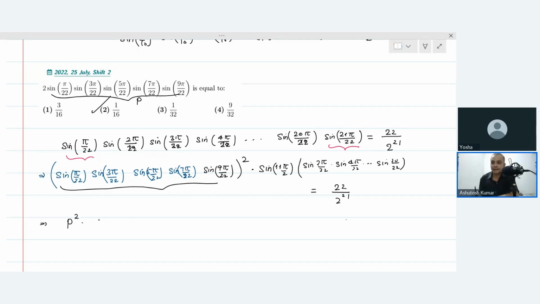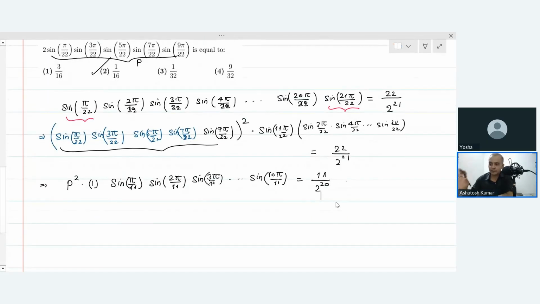And this one, sine 11 pi by 22, is sine pi by 2, that is 1. So this is 1. Now what about this? Cancel each 2 in the numerator for each of the terms. So you'll get sine pi by 11, then sine 2 pi by 11, then sine 3 pi by 11, and all the way up to sine 10 pi by 11. And this is 22 by 2 to the power 21. I can write it as 11 by 2 to the power 20.